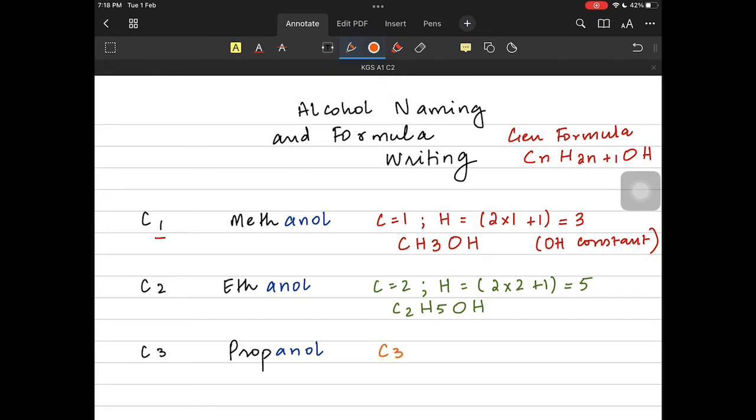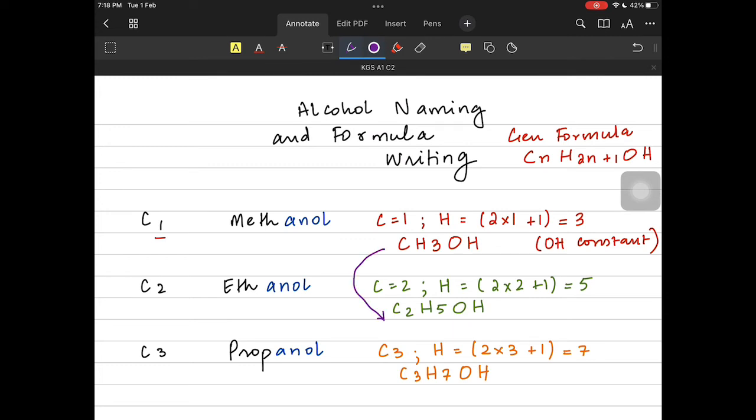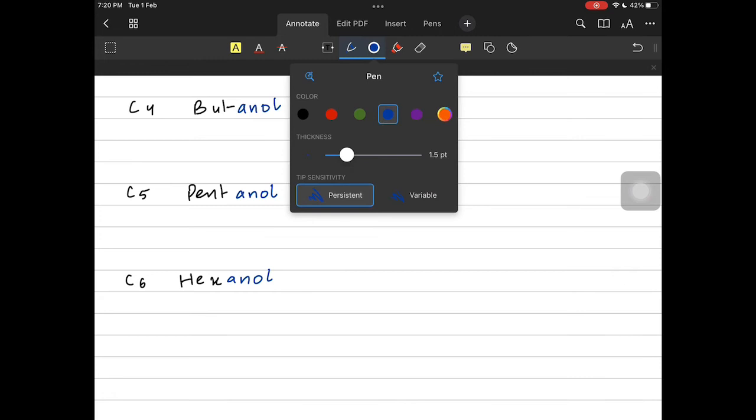For propanol, carbon are 3 in number. So if carbon is 3, we know hydrogen has to be 2 times 3 plus 1, which becomes 7. 6 plus 1 is obviously 7. So it's C3H7OH, propanol. You can notice one fact, that since it's a homologous series, every time we increase 1 carbon and 2 hydrogens. From ethanol, you can see carbon increased by 1 unit and then hydrogen increased by 2 units. Similarly, for butanol, there are 4 carbons, pentanol has 5 carbons, hexanol has 6 carbons.